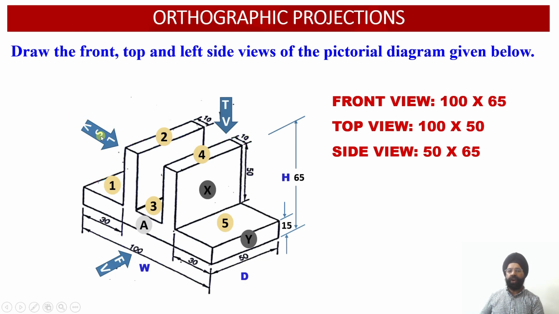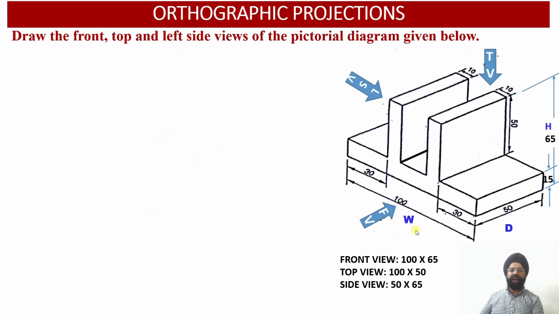Since we are required to draw the left side view, even in the left side view the true shapes of the X and Y surfaces will be available. So in this orthographic projection, we are going to witness true shapes of all the surfaces, that is A, 1, 2, 3, 4, 5, then X and then Y surface. So all these 8 surfaces will be available as true shapes in the front, top and the side views. Now let us start with the construction of the orthographic projections.